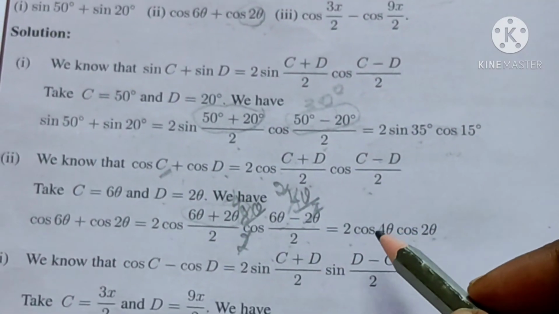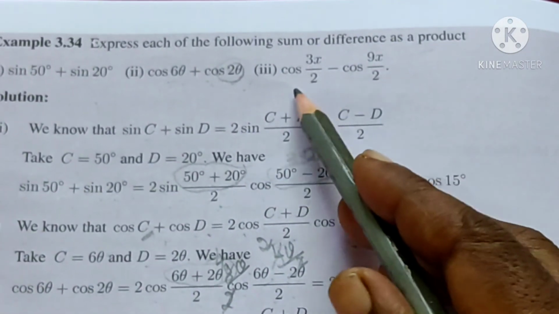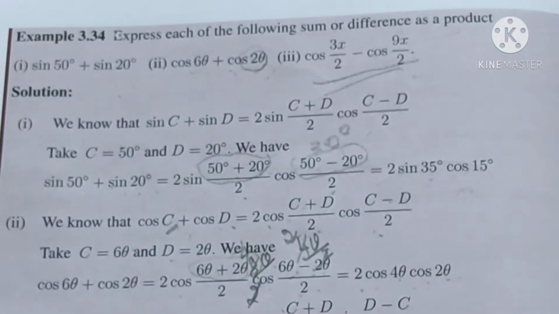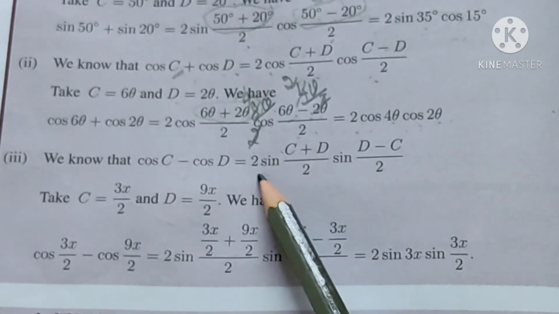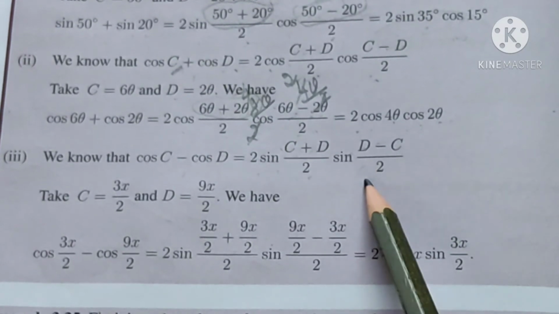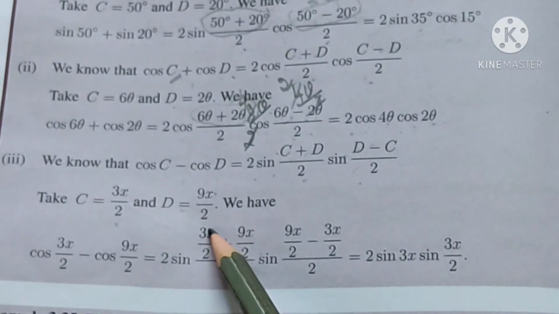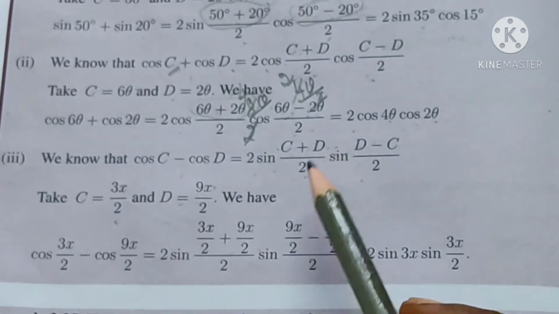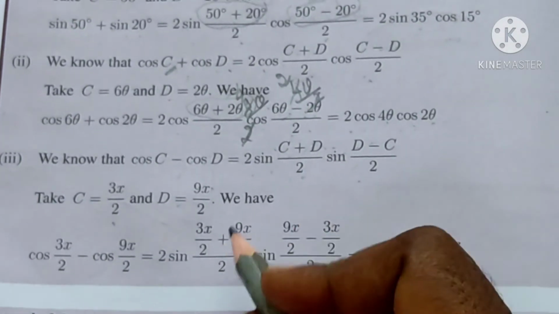Listen to the third one. The third question is cos 3x by 2 minus cos 9x by 2. So the two terms are cos but with a negative sign. Cos c minus cos d formula: 2 into sine c plus d by 2 sine d minus c by 2. So c is 3x by 2 and d is 9x by 2. Substitute in this formula. 3x by 2 plus 9x by 2, what's the value?